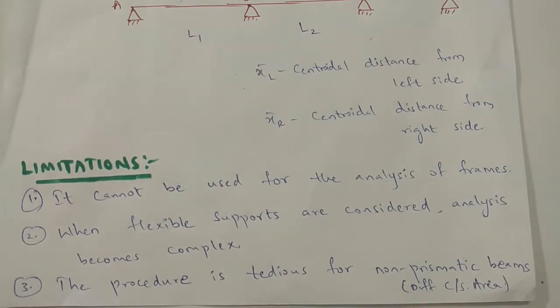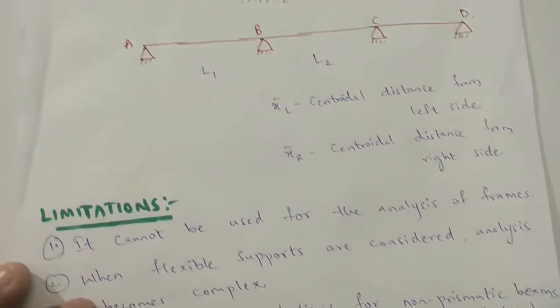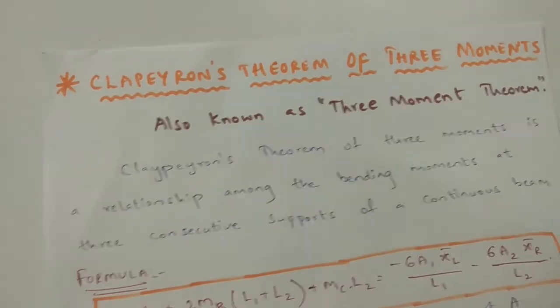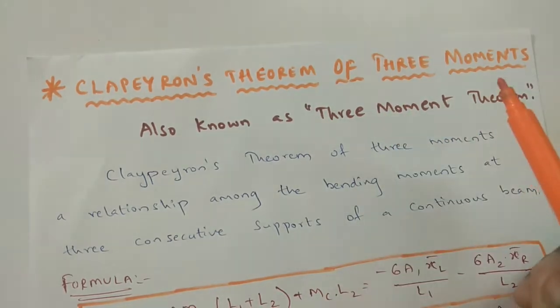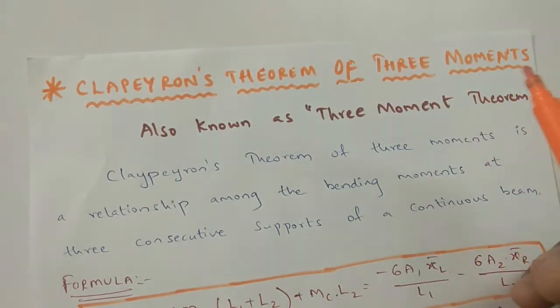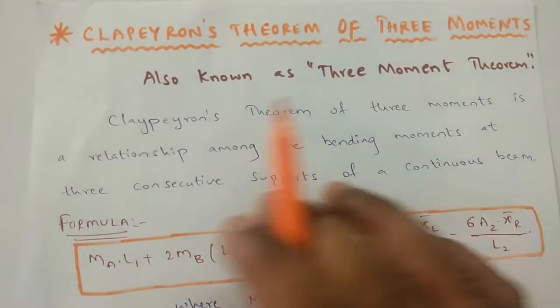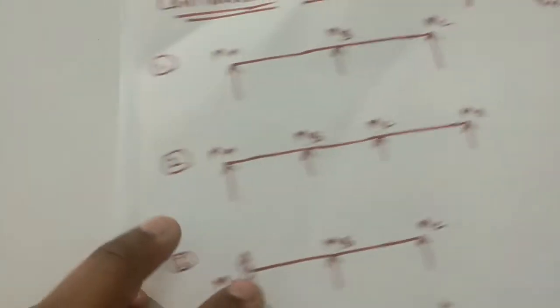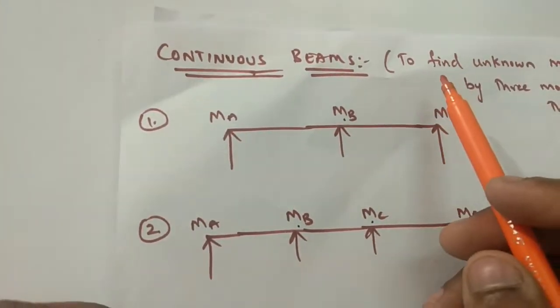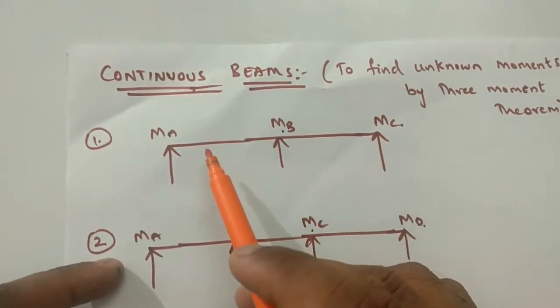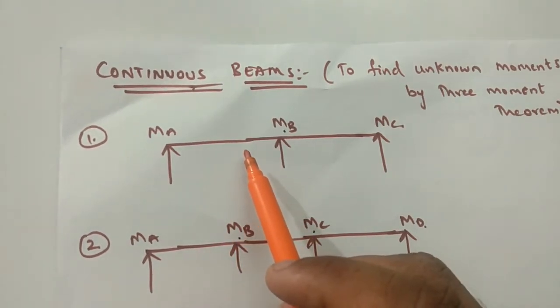Now coming to the applications where we can use Clapeyron's three moment theorem. It can be used for continuous beams with simply supported ends, continuous beams with both ends fixed, continuous beams with overhang, and also continuous beams with sinking supports. You have to remember where we can apply it. Consider this case of a continuous beam. We can apply this procedure for analyzing indeterminate beams or continuous beams.